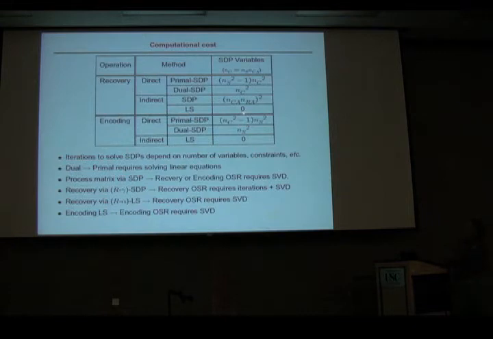But clearly, these zeros stand out. You're not doing strict optimization unless you want to say SVD is optimization. And I guess you could, but not in this table.